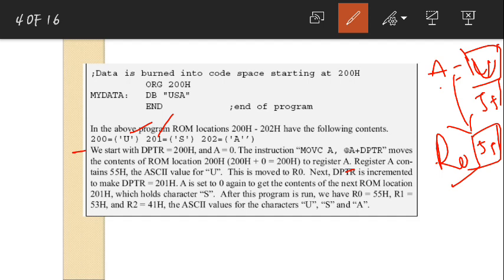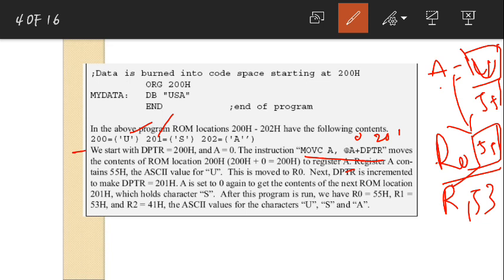After this program is run, we have R0. First we are incrementing DPTR, then we are making A is equal to 0. Again, this instruction will be executed. When we execute this instruction, A is equal to 0, DPTR this time will be equal to 201. So from 201 the value will be moved into A. That means S will be moved into A. So after execution of that line, R0 will have 55 itself, but this time R1 will have 53.